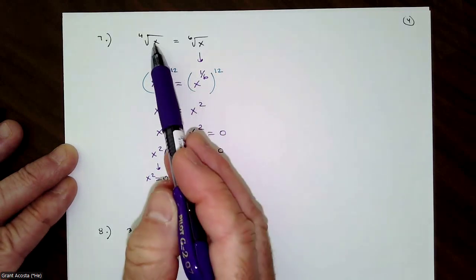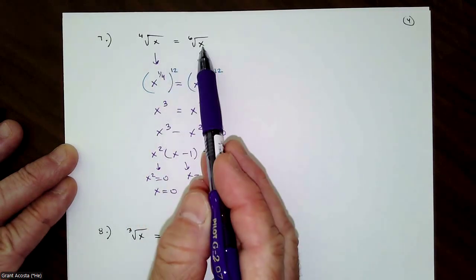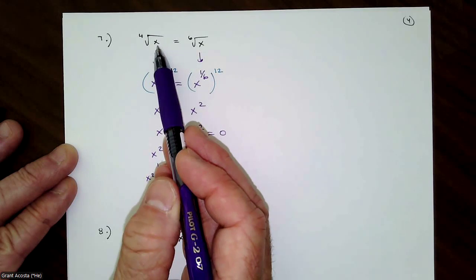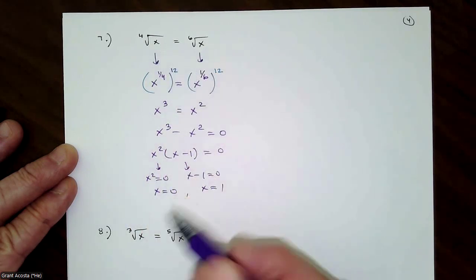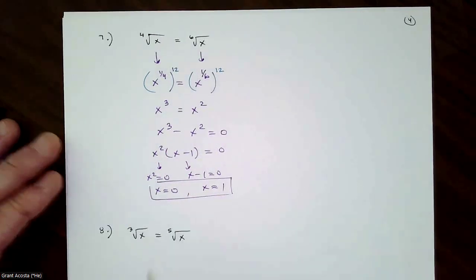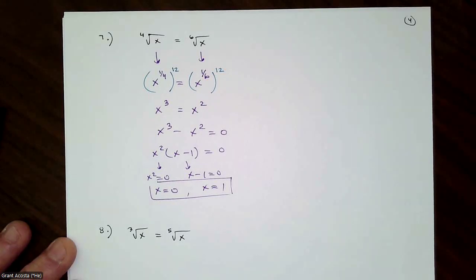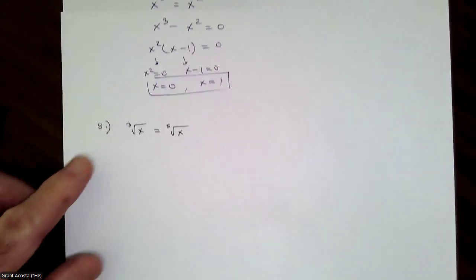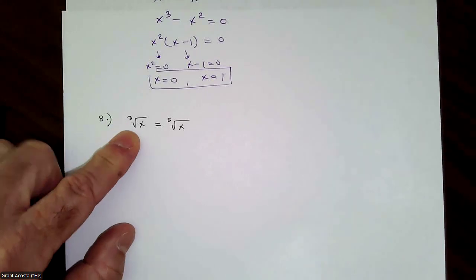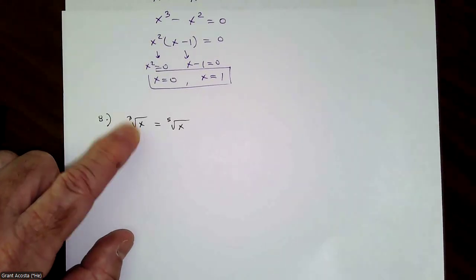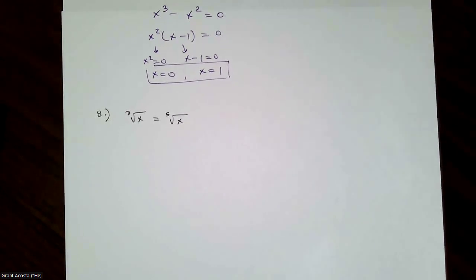It's pretty easy to see that 0 works. 4th root of both of these, right? And the 4th root of 1 is 1, so is the 6th root of 1. So both of these answers actually do work. This might be a great time to pause the video and see if you could solve this one, similar to the way we did the previous one.